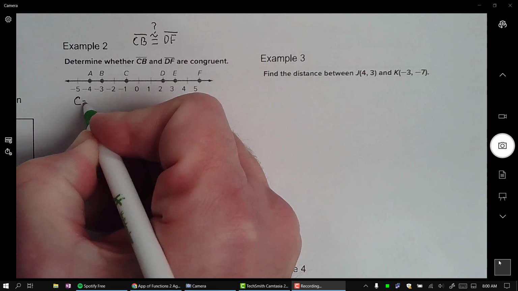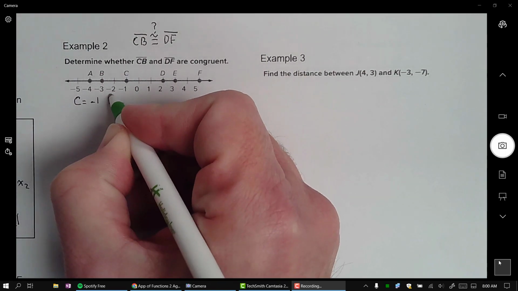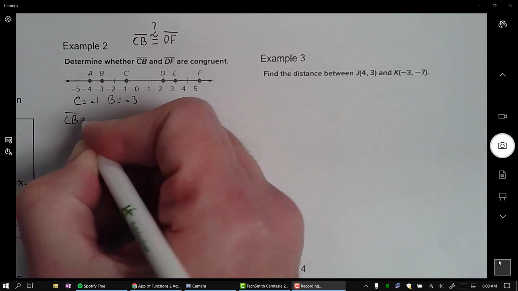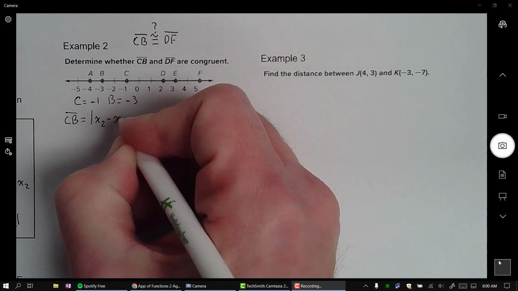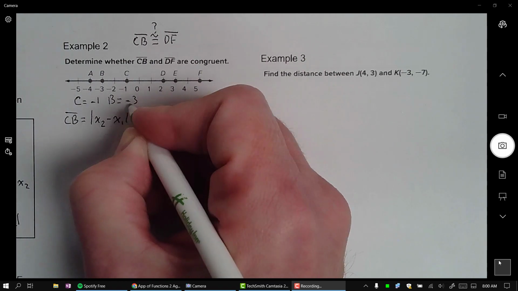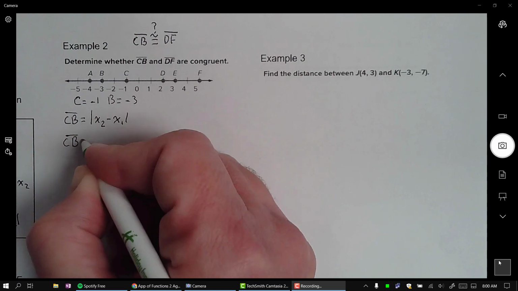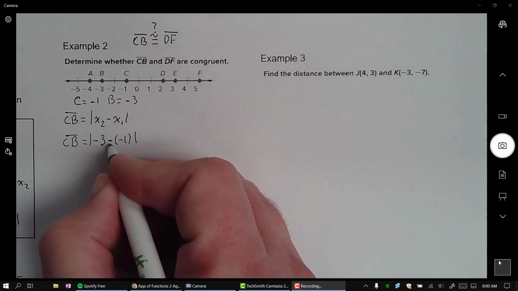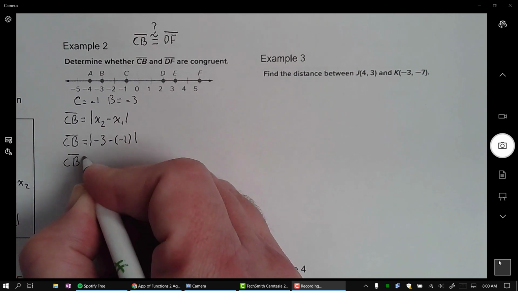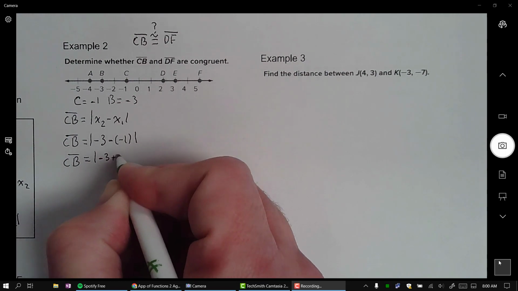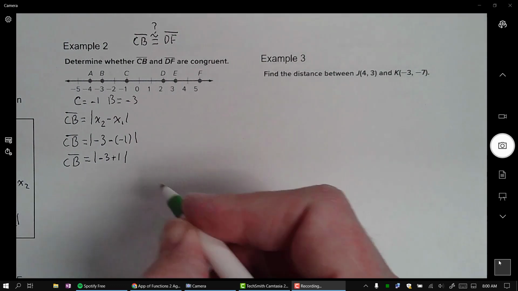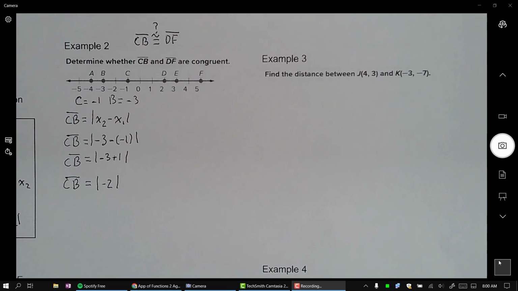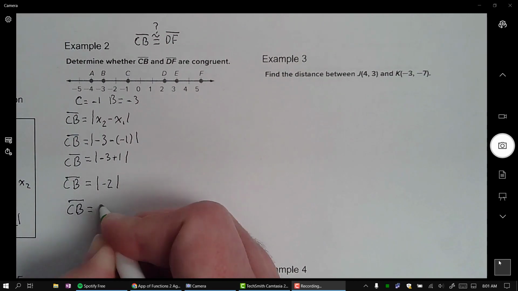So C is at -1. B is at -3. So CB equals the absolute value of x2 minus x1. So this is going to be my x1. This is going to be my x2. So I have the length CB equals -3 minus -1. Double negative here turns into a positive, so I get CB equals the absolute value of -3 plus 1. -3 plus 1 is -2. So the absolute value of -2. And negative 2 is 2 spaces away from 0. So the length of CB is going to be 2.